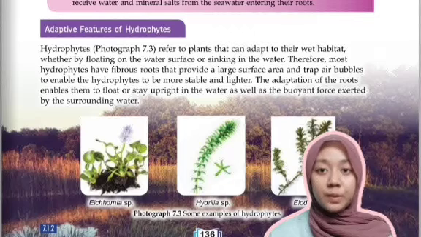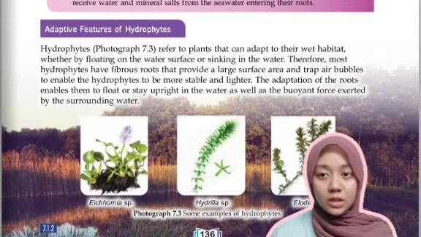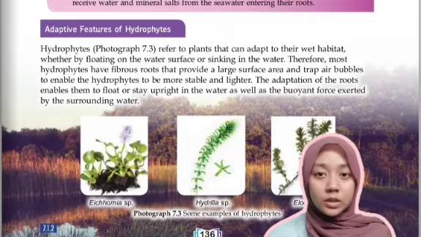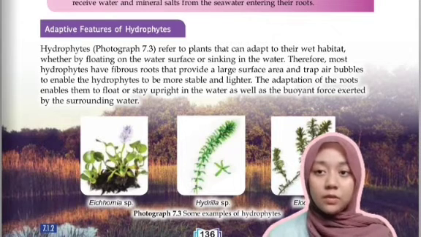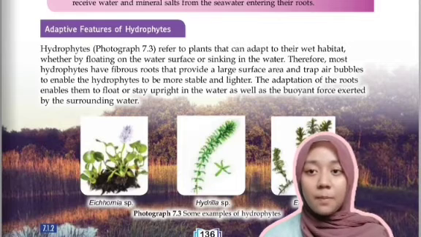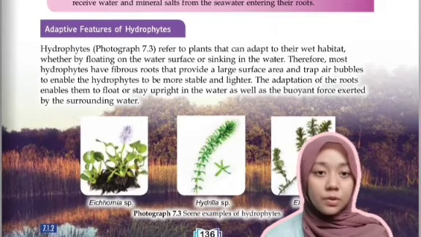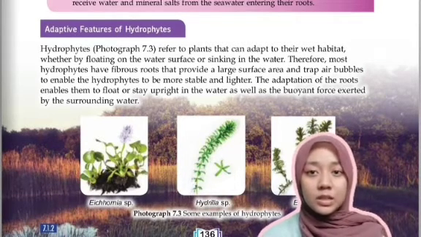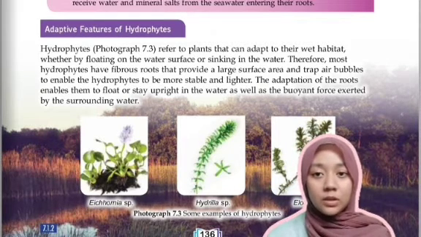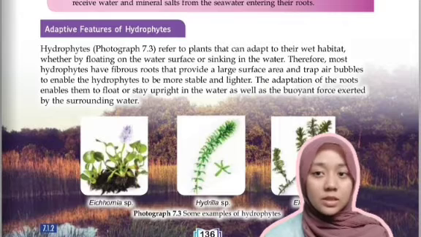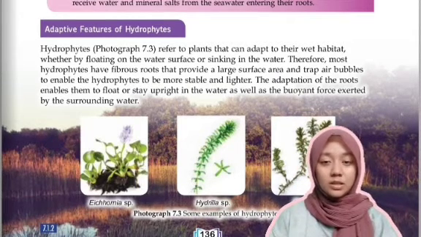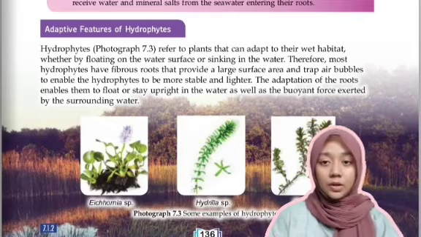Hydrophytes refer to plants that can adapt to their wet habitats, whether by floating on the water surface or sinking in the water. Therefore, most hydrophytes have fibrous roots that provide large surface area and trap air bubbles to enable the hydrophytes to be more stable and lighter. The adaptation of the roots enables them to float or stay upright in the water, as well as the buoyant force exerted by the surrounding water. As example, in Cornea species, Hydrilla species, and in Elodea species.